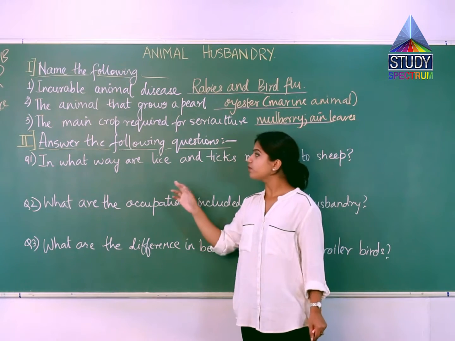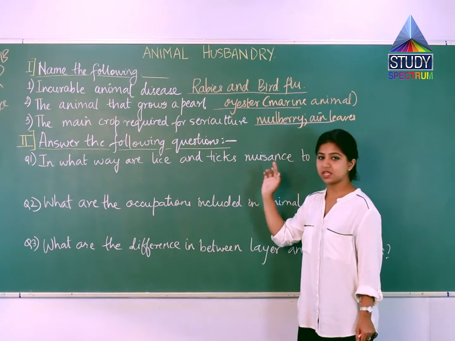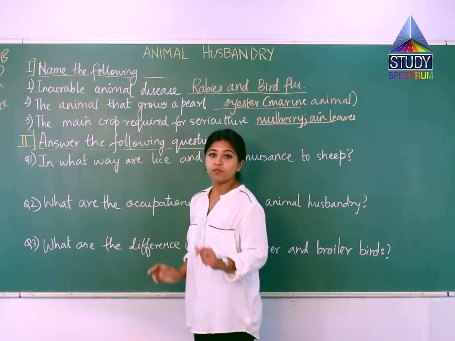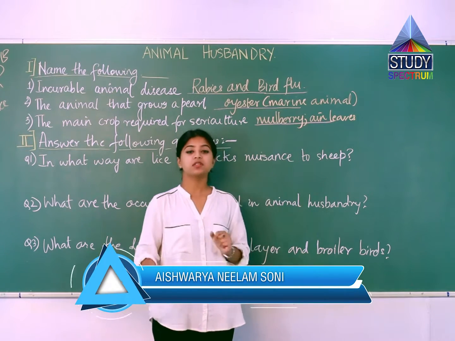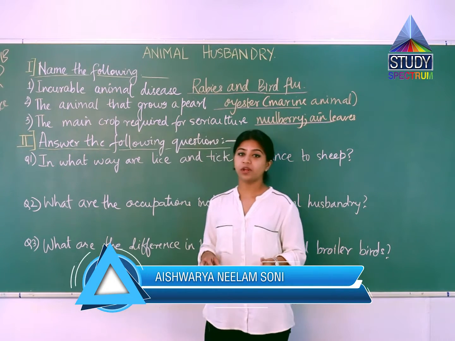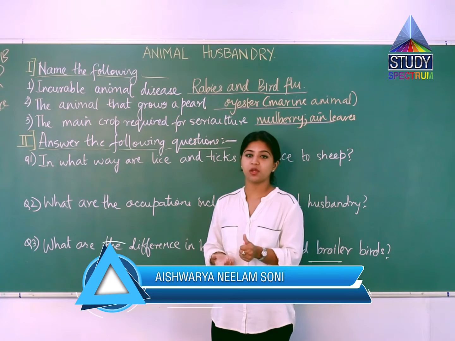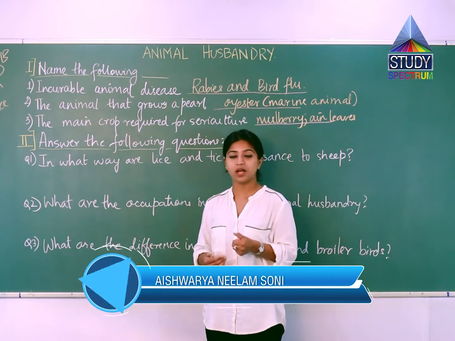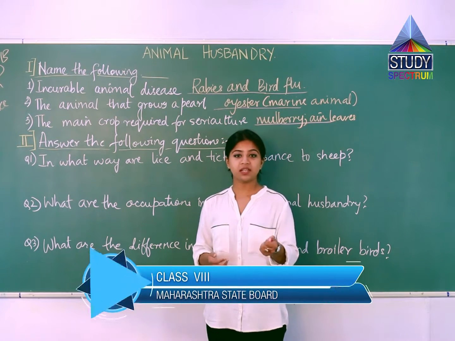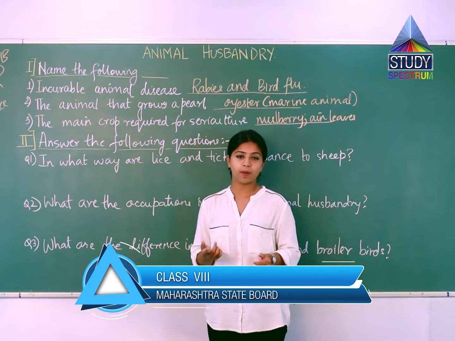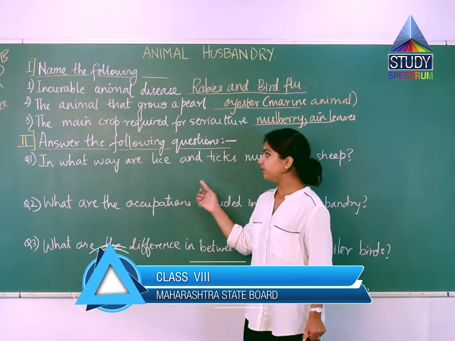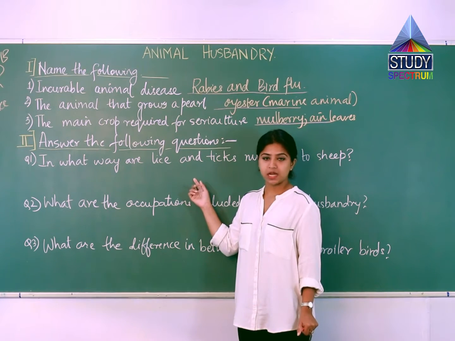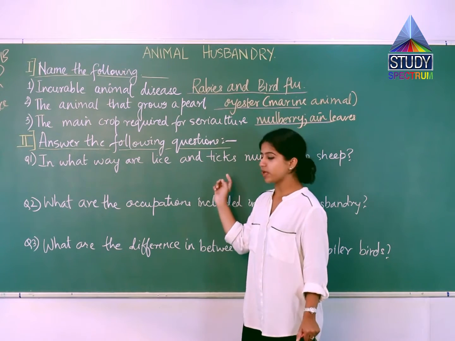Then the last one was the main crop required for sericulture. That would be nothing but the mulberry or cane leaves. So I hope you were able to answer most things on your own and understand it, because understanding the question is the first important part, then the answer comes later. Then we'll shift our focus to the next part, that is, to answer the following questions.